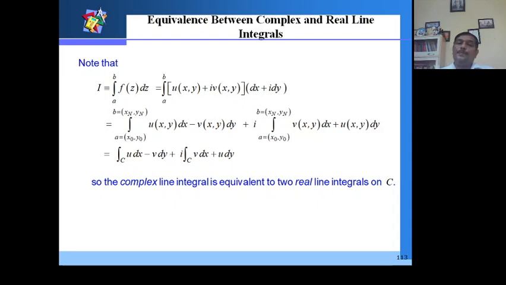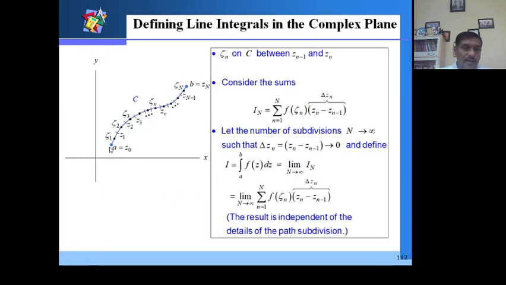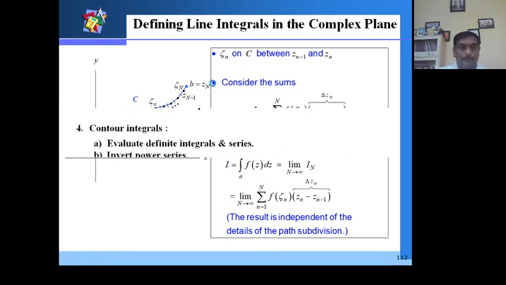There is also a relation between a complex and a real line integral. Here we can make a note. I is equal to the integral from a to b of f of z dz. Since f of z can be expressed as u plus iv, where u and v are functions of x and y, and z is equal to x plus iy, so dz is equal to dx plus i times dy. Then the line integral starts from x naught, y naught, and b is x n, y n.